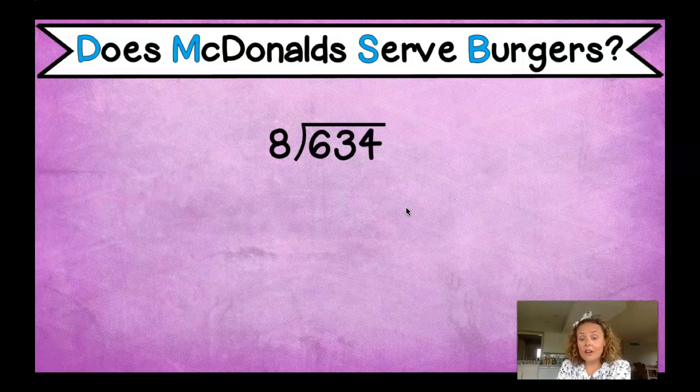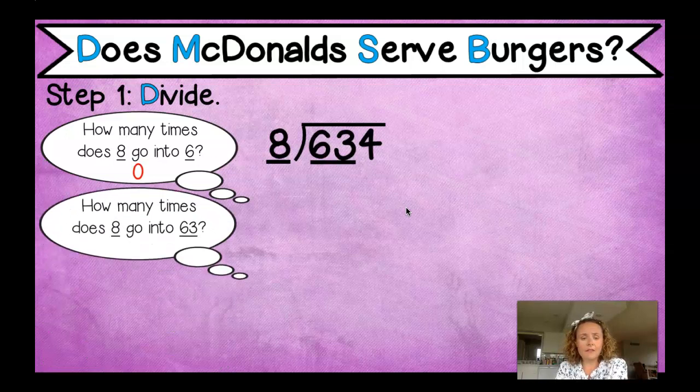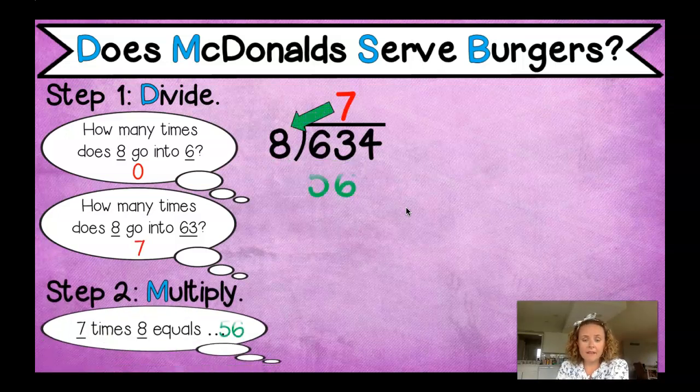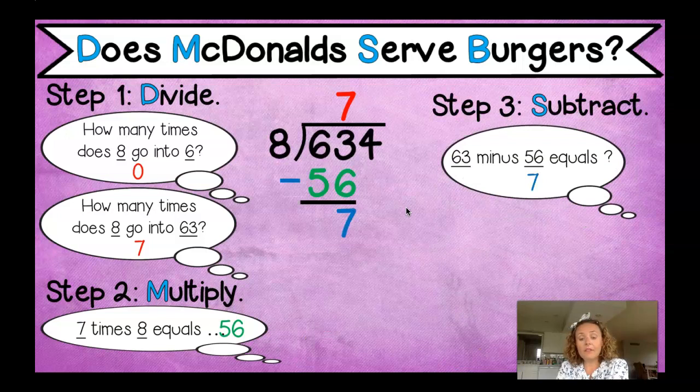Welcome back. Let's talk through this. How many 8s fit into 6? Well, 0 8s fit into 6. So let's save ourselves some time and say how many 8s fit into 63. 7, because 7 times 8 is 56. So 63 minus 56, we subtract. We're left with 7. What's the next step?